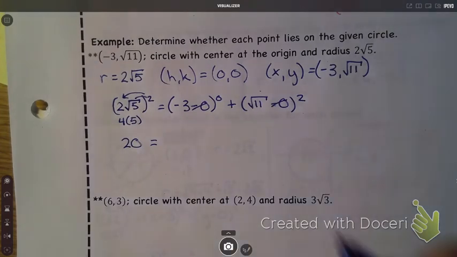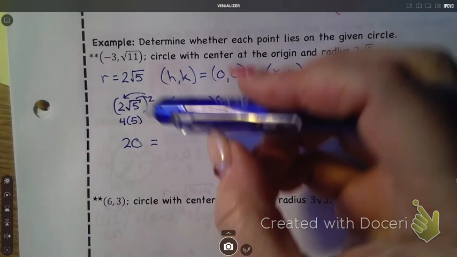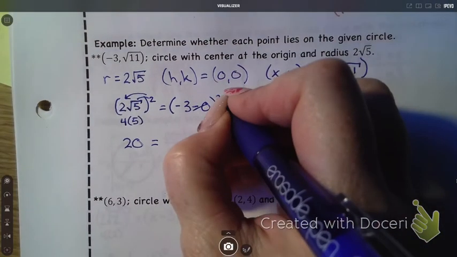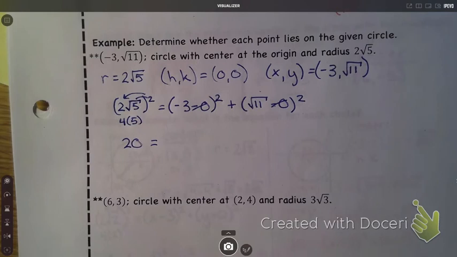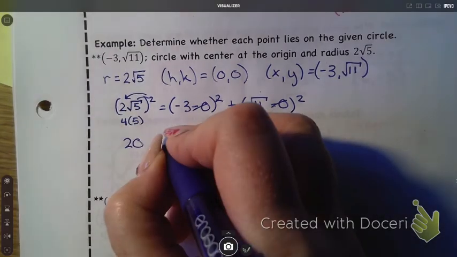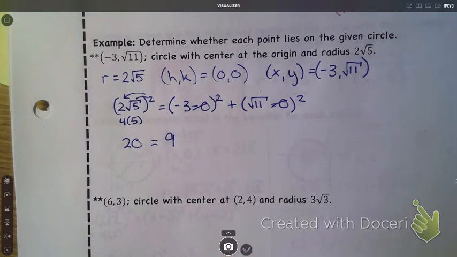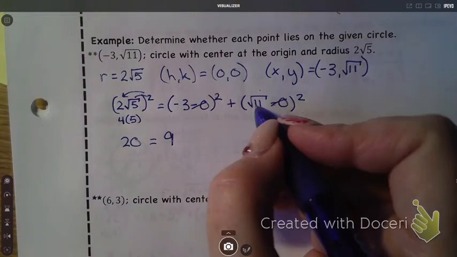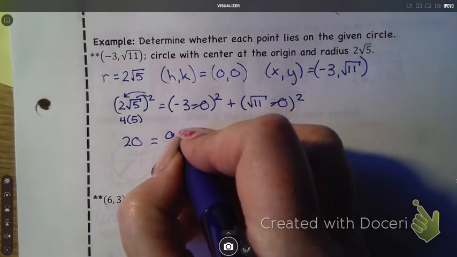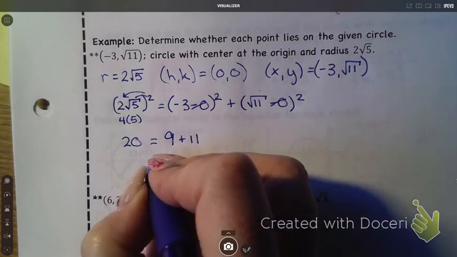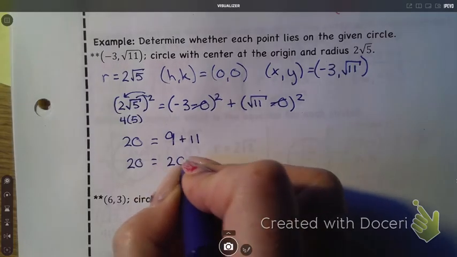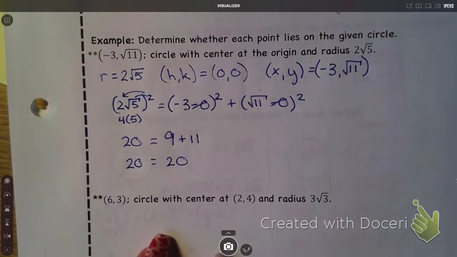Okay. So negative 3. Ooh, I wrote a 0 up here. Nobody caught me. Then you wrote a 0. Thanks. Okay, negative 3 squared? 9. Last period I squared it twice. That didn't work out. Okay, square root of 11 squared? 11. So 20 equals what? 20. So what's that mean? You have good vision.